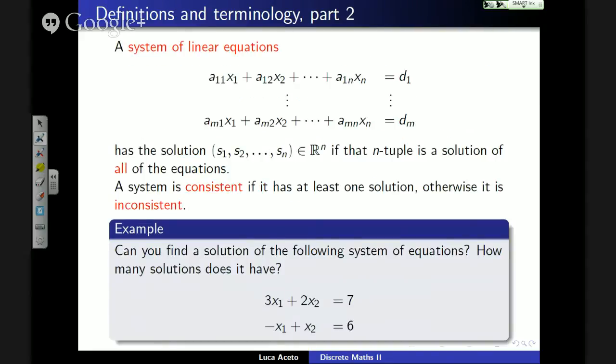Now, what is a system of linear equations? A system of linear equations is nothing but a list of equations. In our previous example, we had two equations. You can have any number, one or more. Now, what is a solution to such a thing? Well, a solution is a vector of real numbers that solves all of the equations simultaneously. So you should solve the first one, you should solve the second one, you should solve the mth one.